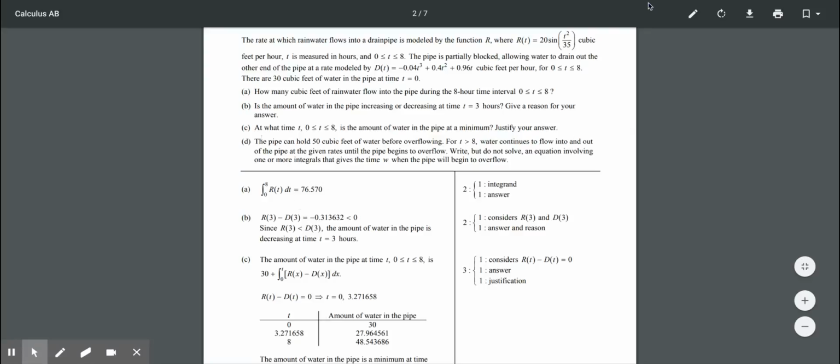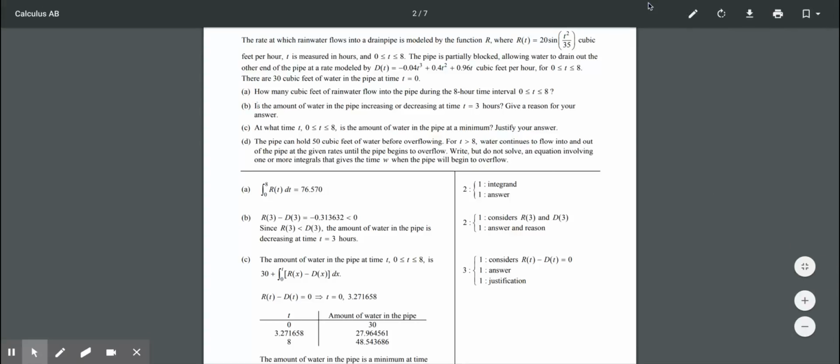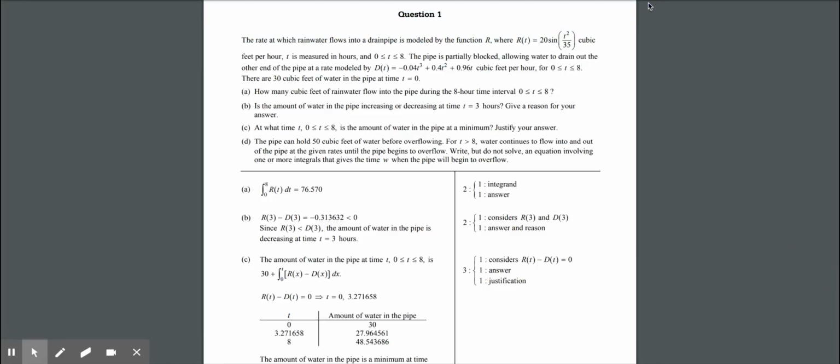Okay. For part B, again, really similar, almost the exact same problem in terms of the nature of the problem, which is the amount of water in the pipe increasing or decreasing? This really just has to deal with the rate at which water is going in versus the rate at which water is leaving. If there's more water coming in than leaving, then obviously this is going to be an increase in amount. If there's more water leaving than entering, then there's going to be a decrease in the amount.